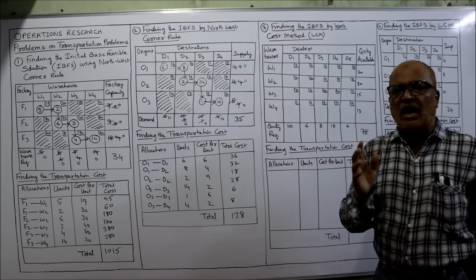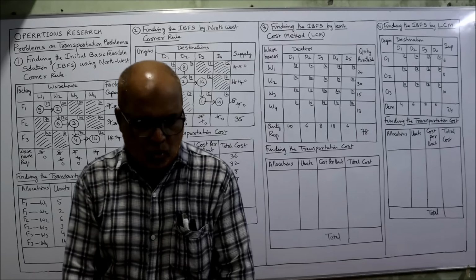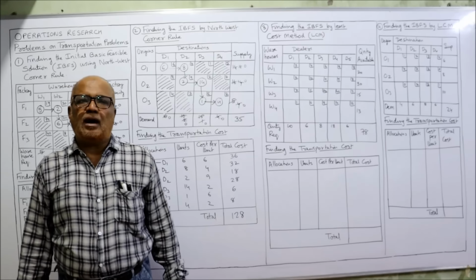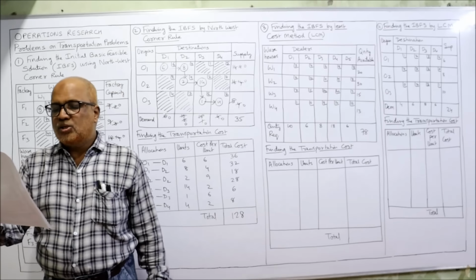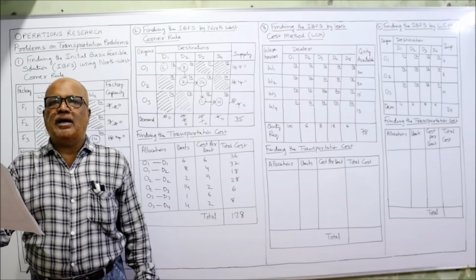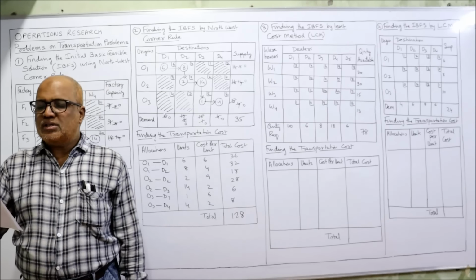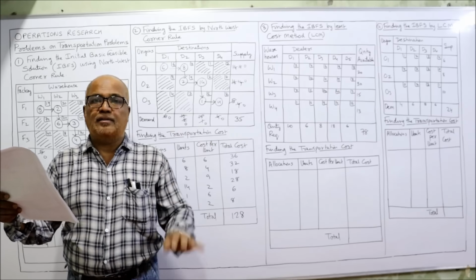So 2 problems I have explained on northwest corner rule. Now remaining 2 problems I am going to explain about the least cost method. See the problem number 3. Solve the following transportation problem by least cost method. Second method. Warehouses W1, W2, W3, W4. So 4 rows are there.